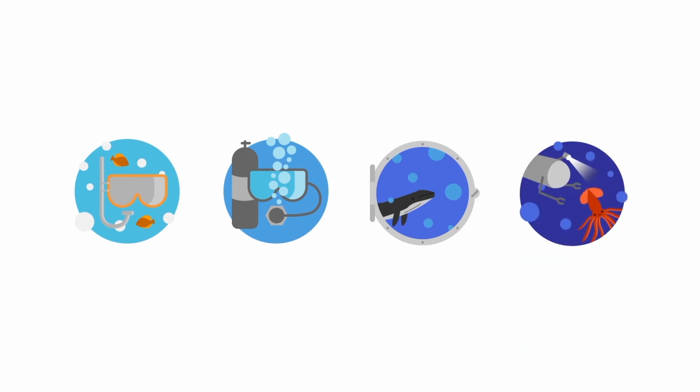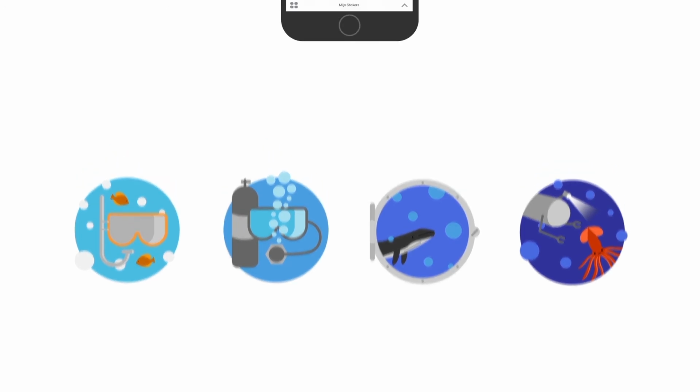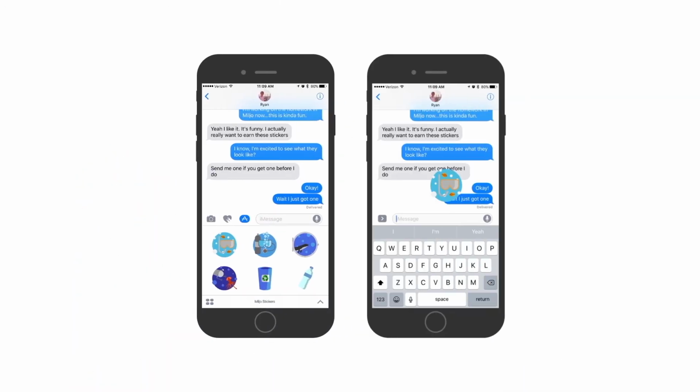Completing the study of each zone earns a different iMessage badge that can be shared with their friends for discussion. They can open the Miljo iMessage app and then send these stickers to their friends in conversation.